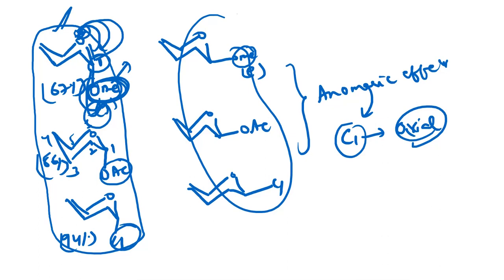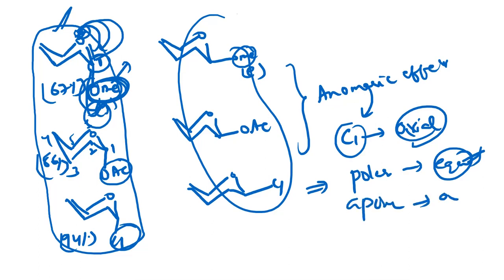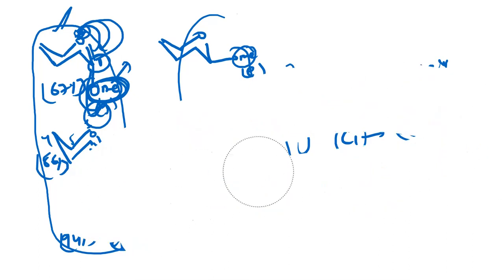Okay, right, and just remember that polar solvents, just as we saw in the previous cases, favor equatorial chair conformations, and apolar solvents favor axial chair conformations. So just remember these examples, and now we will look at another typical one. Right, and just try to take this example.